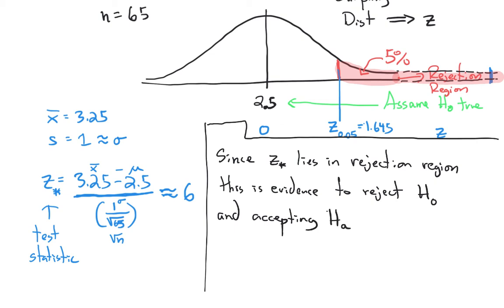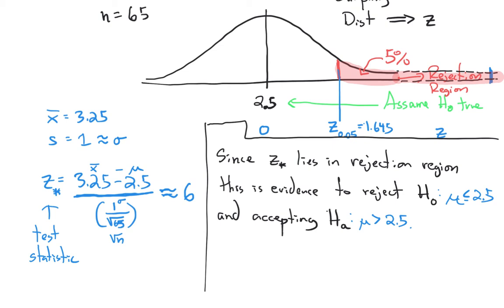Or in the language of the claim, we're rejecting that H0, that the mean is less than or equal to 2.5, and accepting that the mean is greater than 2.5. So we do have evidence that the claim is incorrect. Our evidence, with a 5% level of statistical significance, says that the mean is greater than 2.5 hours.